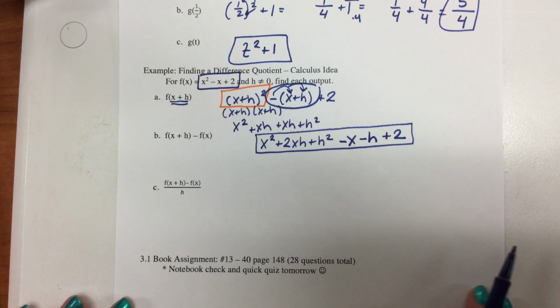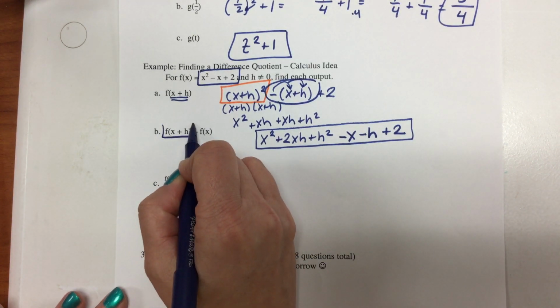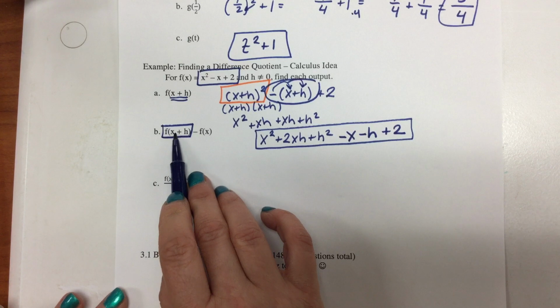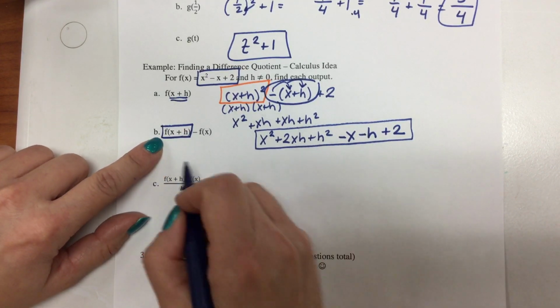Now the next part, I want you to notice that there's overlap, okay? Step 1, they want you to find f of x plus h. We already did that, okay? So for B, we're starting with this.